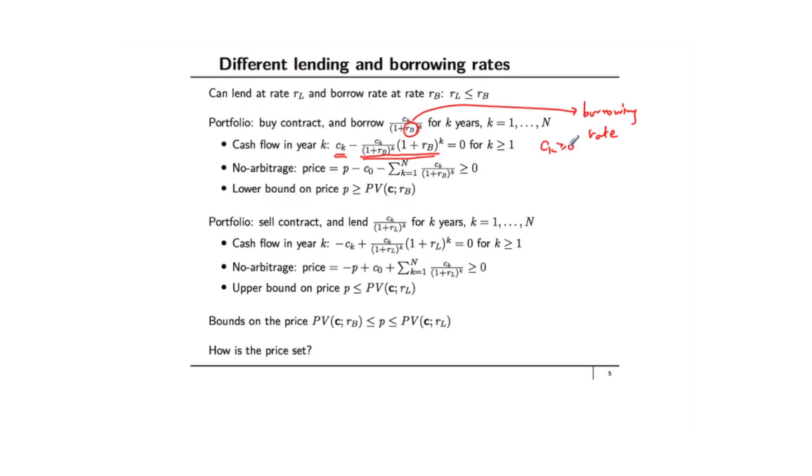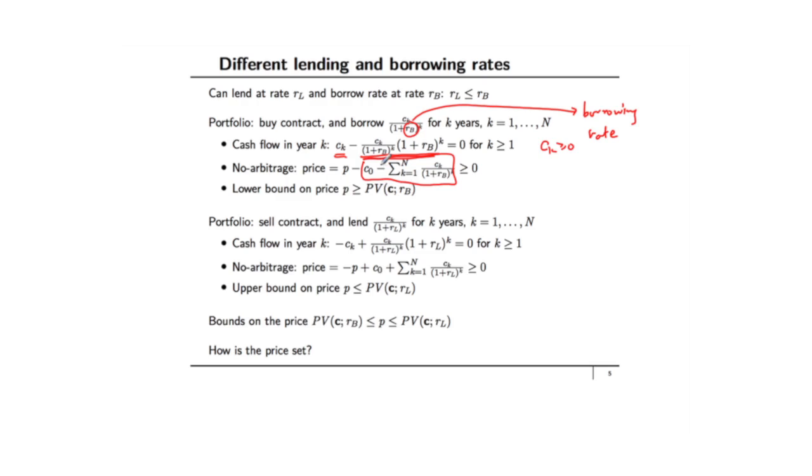The weak no arbitrage condition tells me that the price of this portfolio must be greater than or equal to 0. What is the price for this portfolio? It's going to be P, the amount that I paid for the contract, minus C0, minus the summation from K equals 1 through capital N, CK over 1 plus RB to the power K. That must be greater than or equal to 0. This expression here is exactly the present value for the cash flow evaluated at the borrowing rate RB. This portfolio gives me a lower bound on the price, which says that the price must be greater than the present value of the cash flow evaluated at the borrowing rate RB.